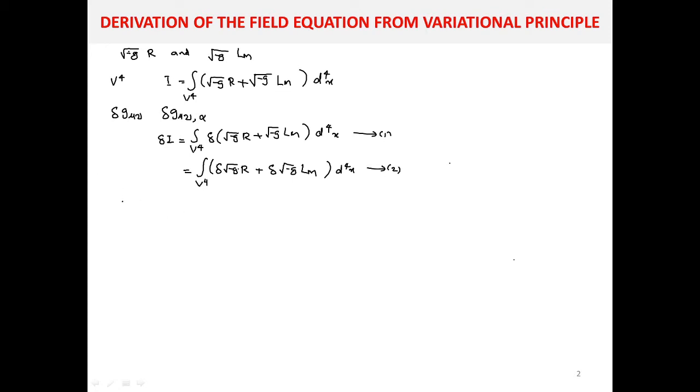Now what will be the value of delta of root of minus g into R? It can be written as delta of root of minus g into R. Now R is the Ricci scalar. Ricci scalar can be written as g alpha beta into R alpha beta. When you are contracting the two covariant indices of the Ricci tensor, you will get the Ricci scalar. So now there are three terms here, that is root of minus g, g alpha beta and R alpha beta.